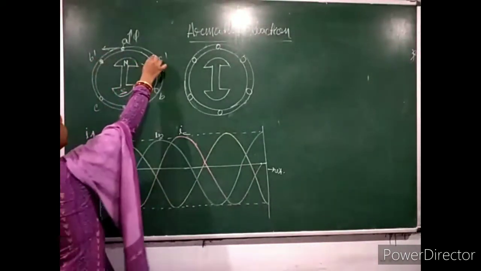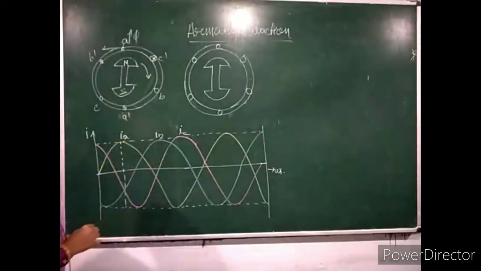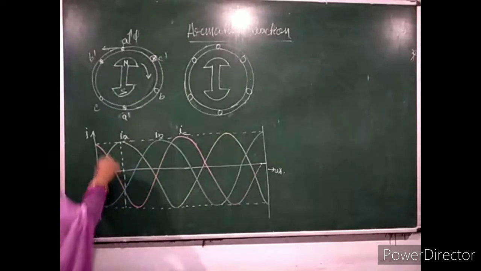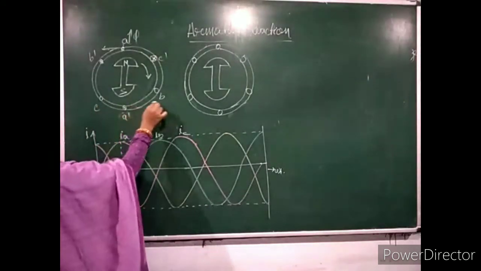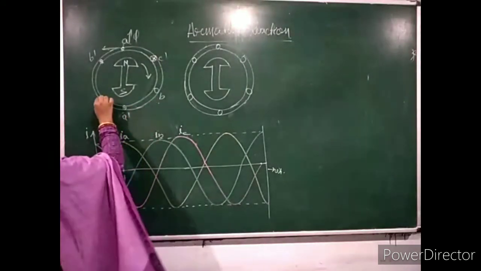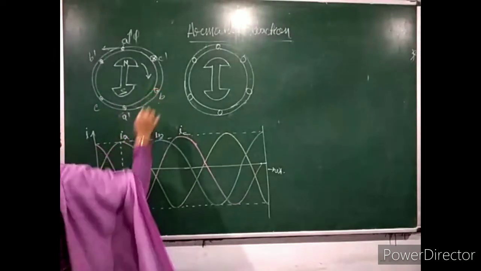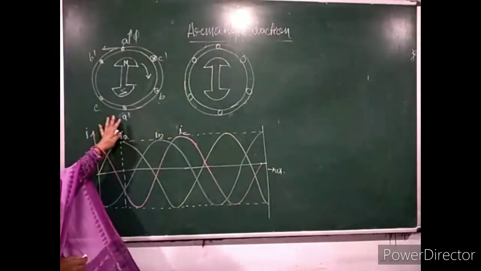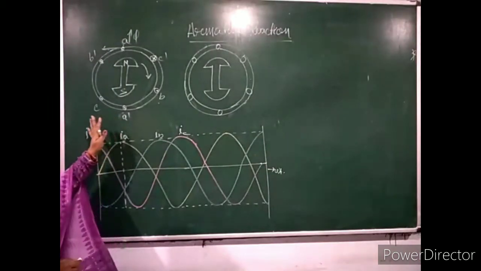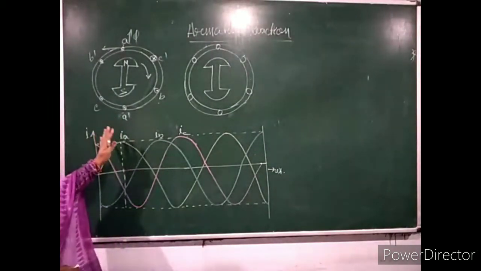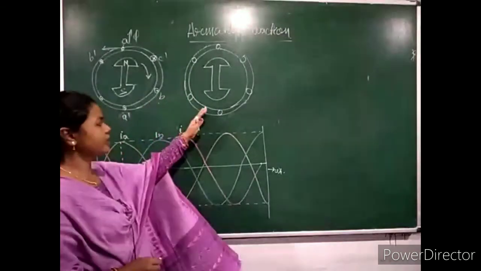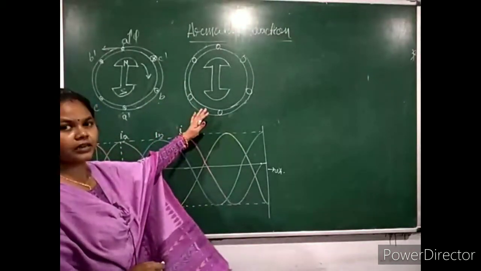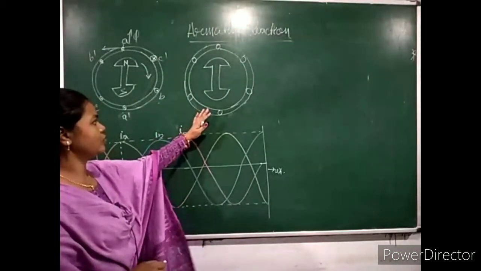Similarly, B dash and C dash are also cross, and A dash, C, B are dots, meaning the direction of EMF is outward. As my alternator is unloaded, no current is flowing through the conductor. The second case is where it is loaded. As it is loaded, what happens?